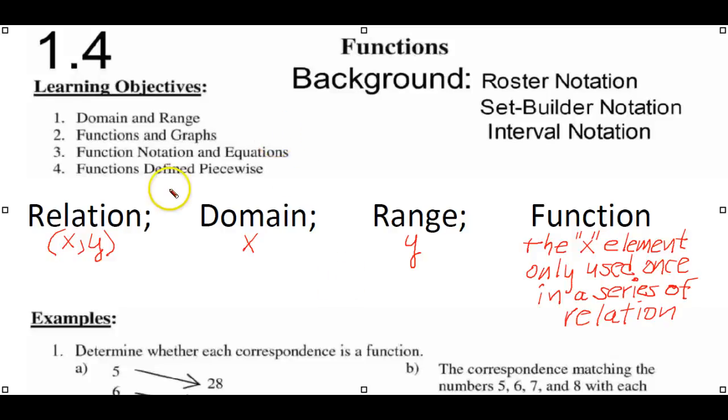In topic 4, we're looking at functions. This is a very important concept in math, and I have some background material, again, over on the left of your booklet. You should write these notes.